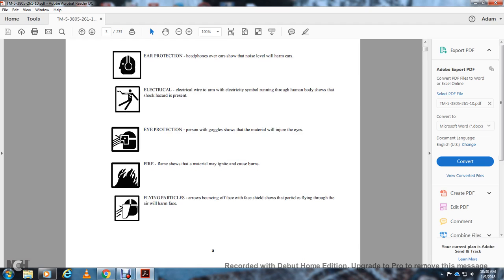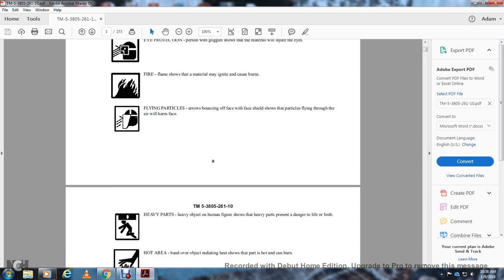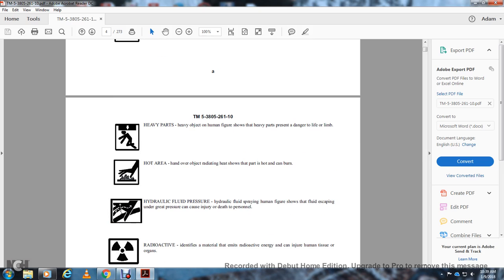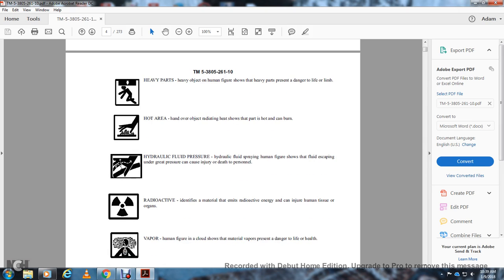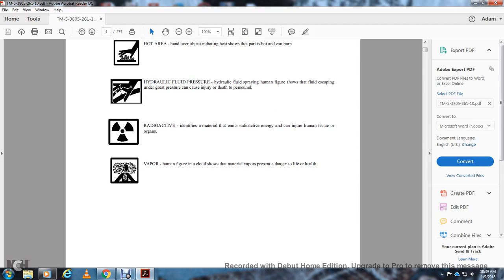Flying particles. Particles bouncing off the face shield show that flying particles will harm the face. Heavy parts. A heavy object on a human figure shows that heavy parts present a danger to life and limb. Hot area. A hand over radiating heat shows that parts can be hot and can burn. Hydraulic fluid pressure. Fluid spraying on a human figure shows that fluid escaping under great pressure could cause injury or death to personnel. Radioactive identifies material emanating radiation energy that can injure human tissue or organs. Vapor. A human figure in a cloud shows that material vapor presents a danger to life or health.